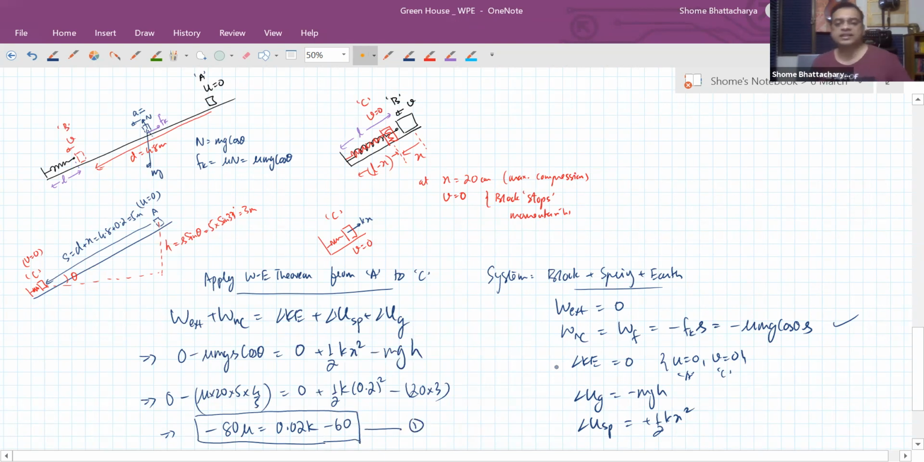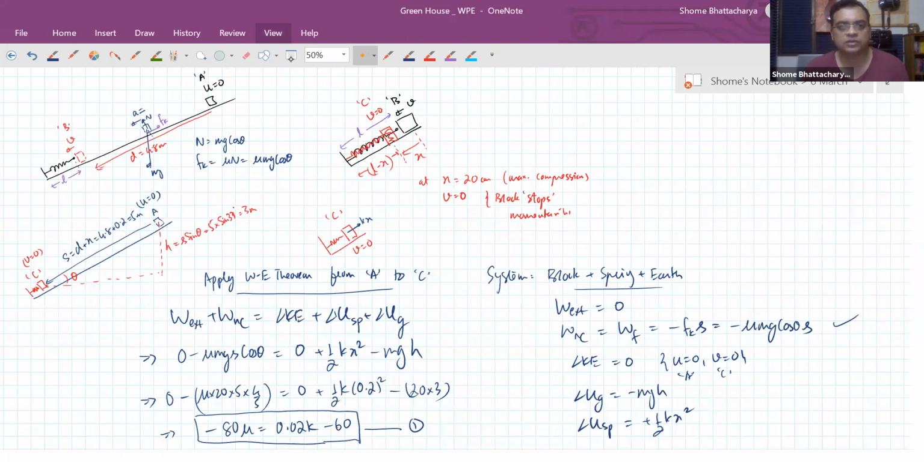But for that, we'll use a second piece of information, that after the full compression at C, what happens? The block again recoils, and it recoils up the inclined plane by a distance of 1 meter. So just like we have written a work energy equation for A to C, now we'll write a work energy relation for after C, the block climbing up or recoiling up the incline through a distance of 1 meter. So we'll write another equation for that, and then we'll be able to solve the two equations for the two unknowns mu and k. Okay, so that is the method of solving this problem.